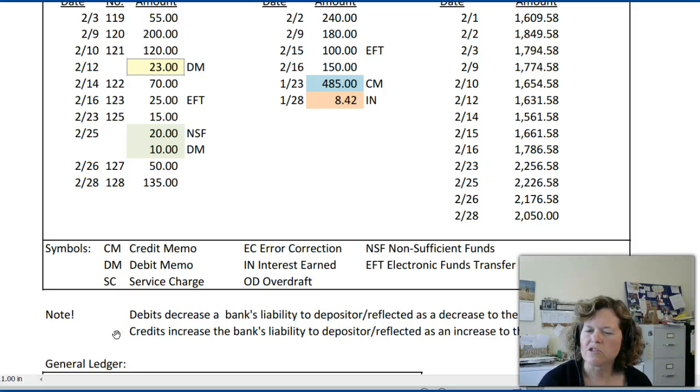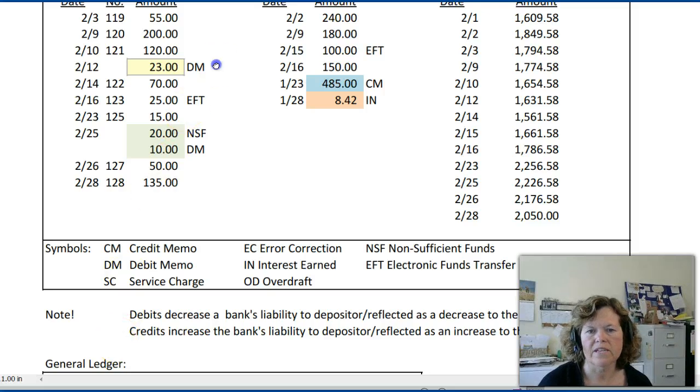I don't want to go into this too much in depth because it's kind of off point, but just from the bank standpoint, they're holding our money. And so if they were to enter our bank account balance on their books, it would be considered a liability because they have to pay that back to us. Okay, so that's why some banking terminology may seem a little bit different than what we're doing for accounting purposes.